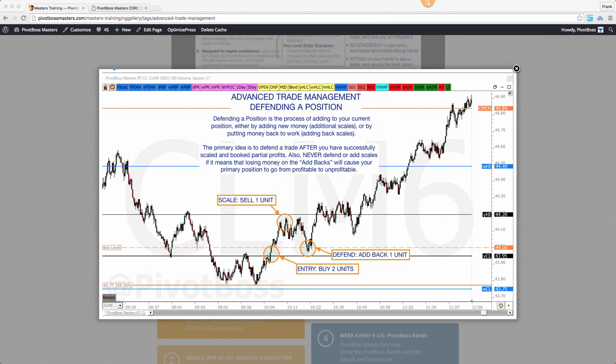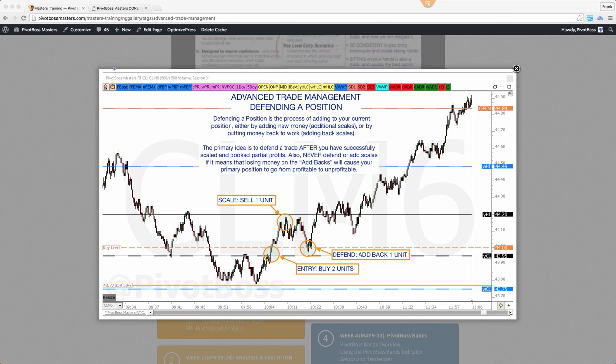So that's why knowing your theoretical average entry is very important. We never really talked about theoretical average entry before as much. I mean, I talk about it here and there, but it's because this topic is where it really starts to shine. Because once you start adding back, you need to know, okay, what's my theoretical average entry? Where is it at?